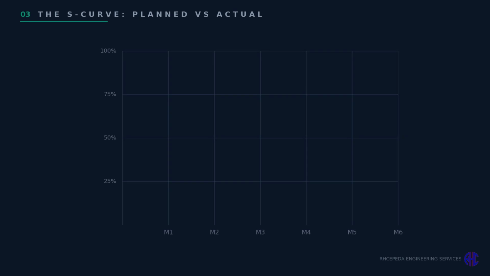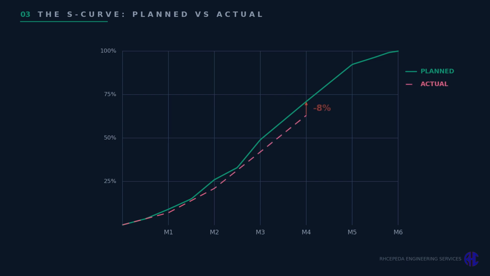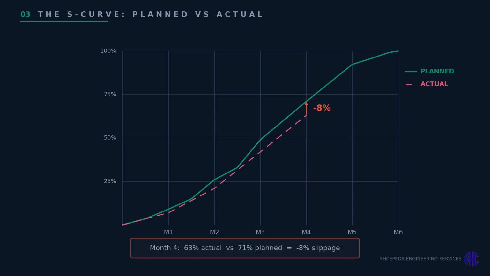Plot the SWA against the plan, and it gets clearer. By month 4, planned cumulative is 71%, actual is 63%. 63 minus 71 is negative 8%, 8 percentage points behind the S-curve. That gap, between the planned and actual lines, is exactly what DPWH calls slippage.